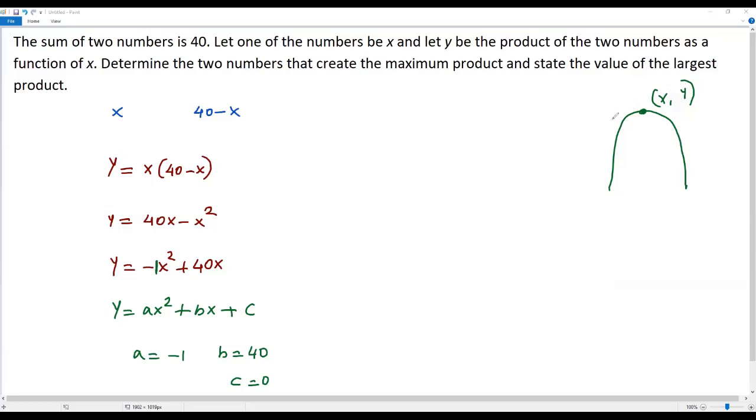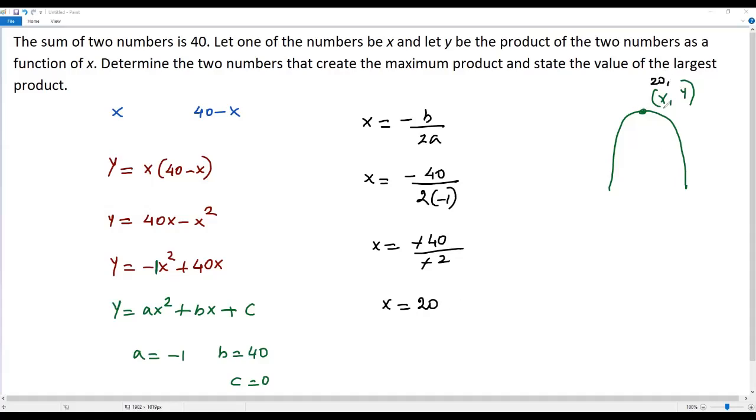To get the y coordinate of the vertex, first we have to know the x coordinate of the vertex. How can I get the x coordinate of the vertex? There is a formula, negative b over 2a. This negative comes in the formula itself. What's the value of b in our problem? That's 40. So negative 40 over 2 times, what's the value of a? It's negative 1. So I get x equals negative 40 over 2 times negative 1, which is negative 2. This negative will cancel out. Then I get x equals 20. I got the x coordinate of the vertex, which is 20.